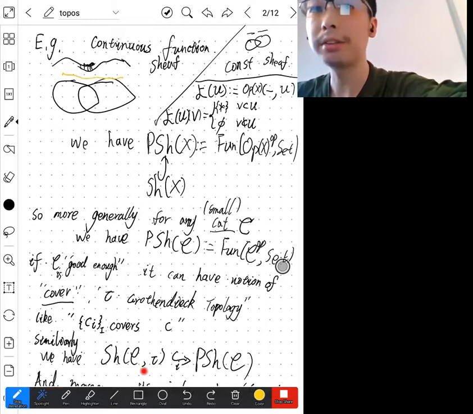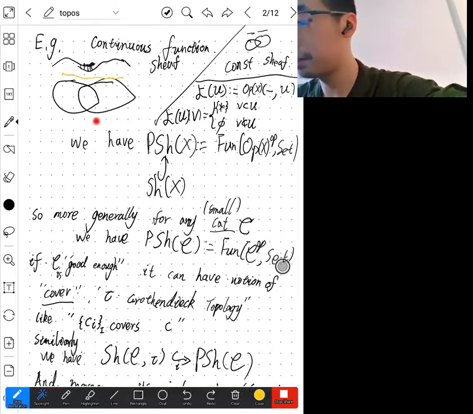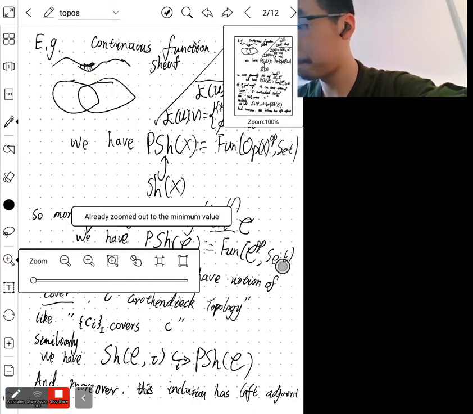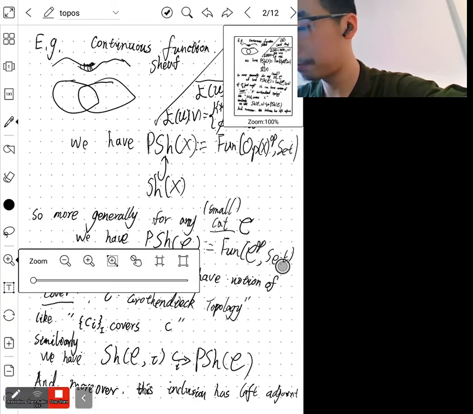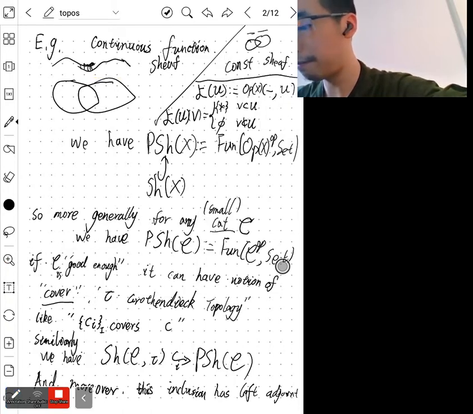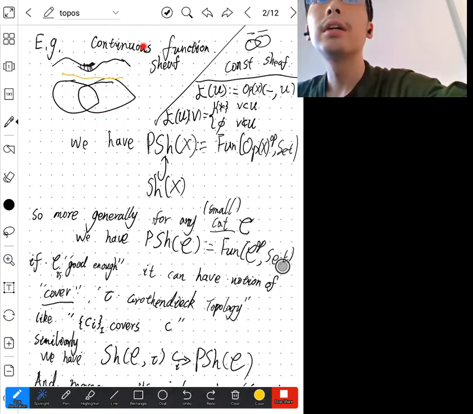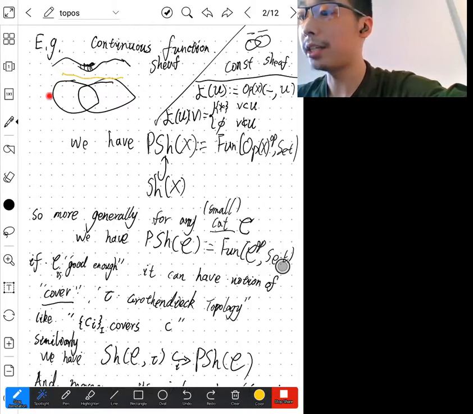Like continuous functions, this is a very basic example. Continuous functions on an open set: functions on two sets can be glued together, right? There is also a very trivial example, the constant sheaf.